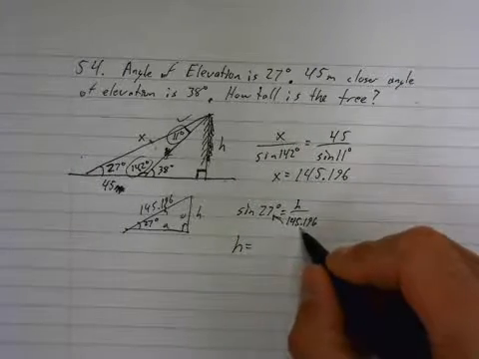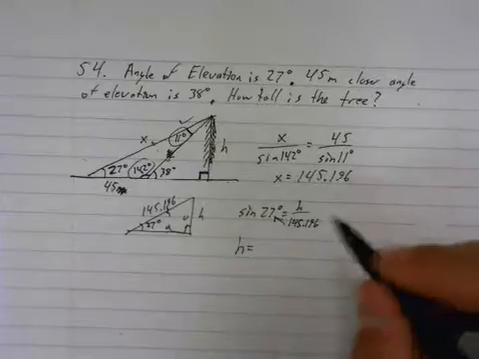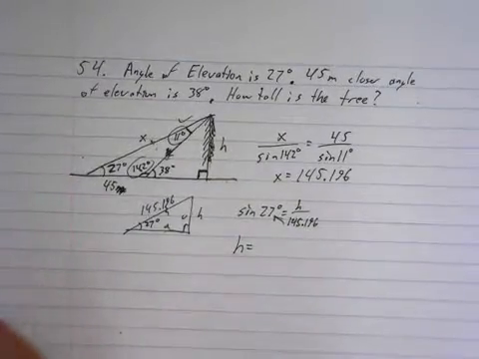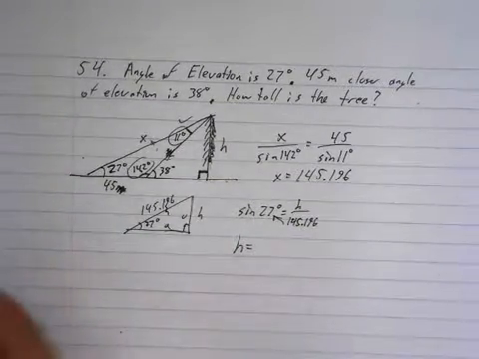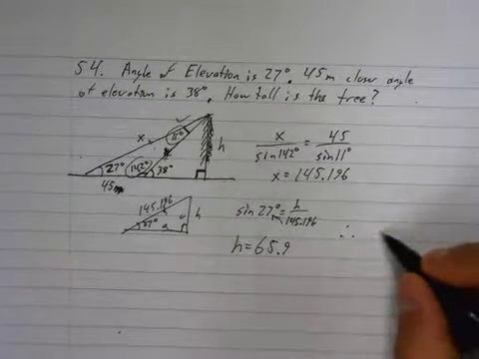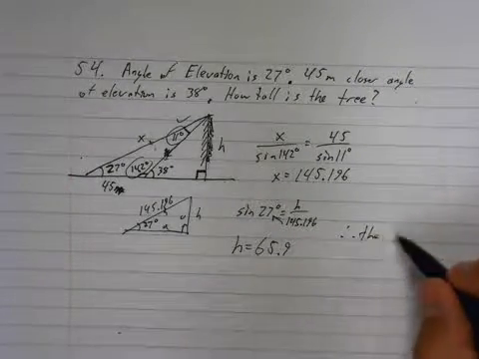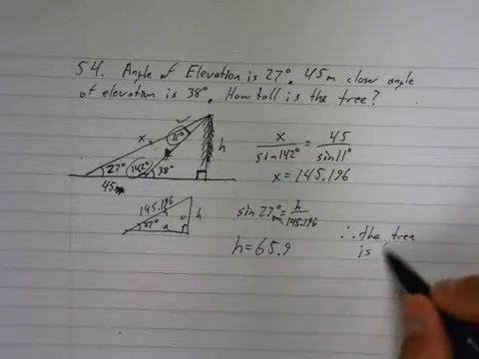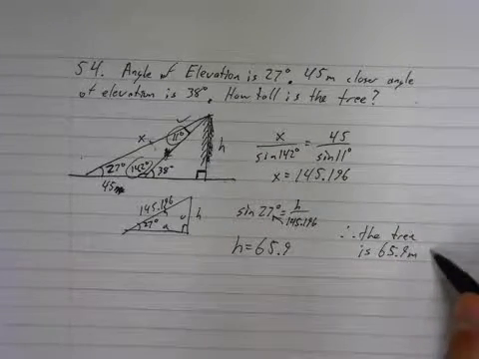So multiply that up and you get H. So H is equal to 145.196 times the sine of 27. So I just times this by the sine of 27 and get 65.9. Therefore, the tree is 65.9 meters tall.